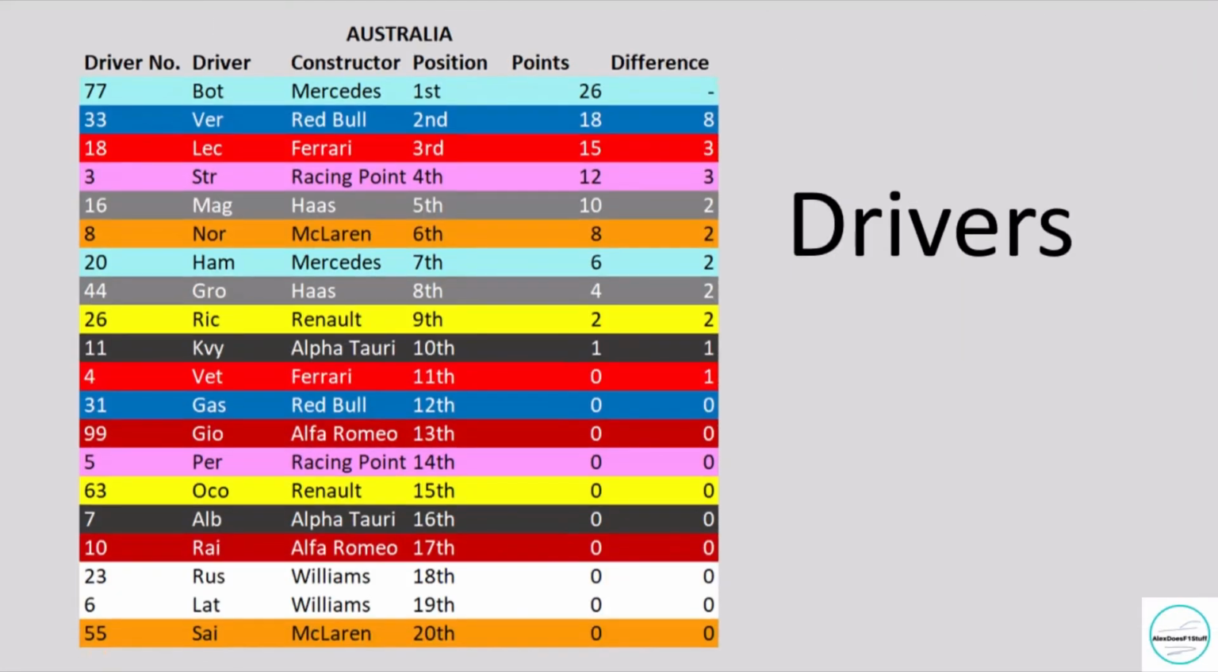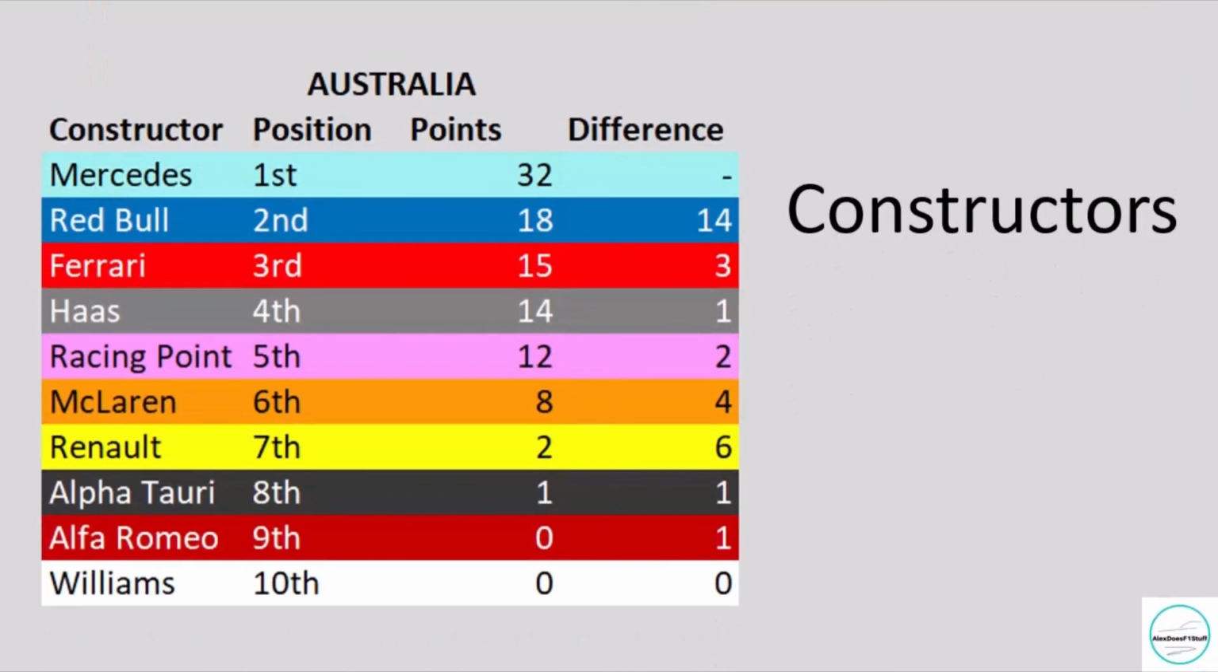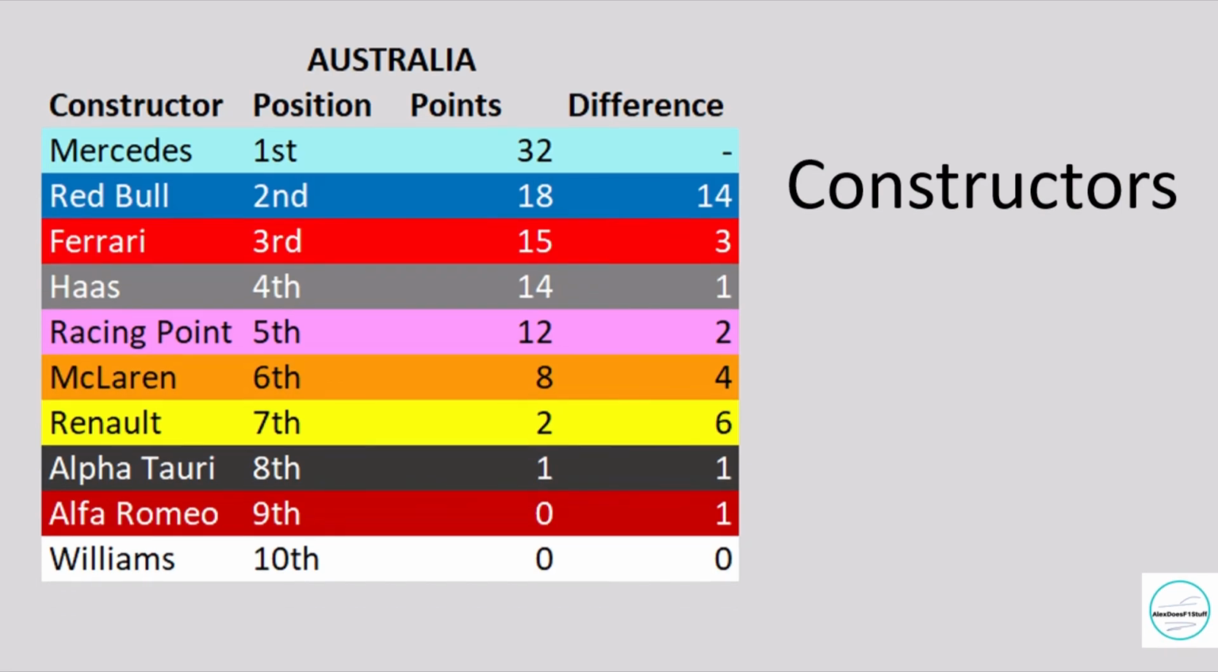So for the drivers, Bottas is 8 points clear from the Red Bull of Verstappen, who has 17 points covering the 8 drivers that are behind him. And then in the Constructors, Mercedes take the lead, 14 points clear from Red Bull, who have Ferrari, Haas and Racing Point all very close behind, with McLaren, Renault and AlphaTauri scoring points too, with Williams and Alfa Romeo yet to score. And there we go.